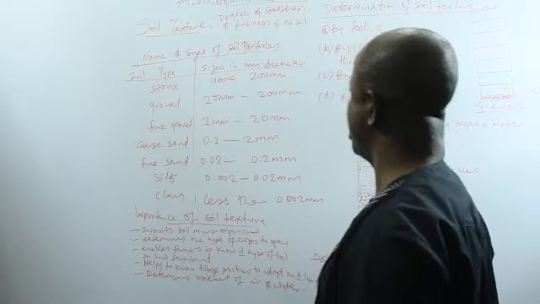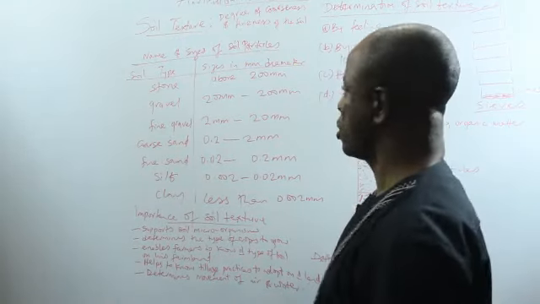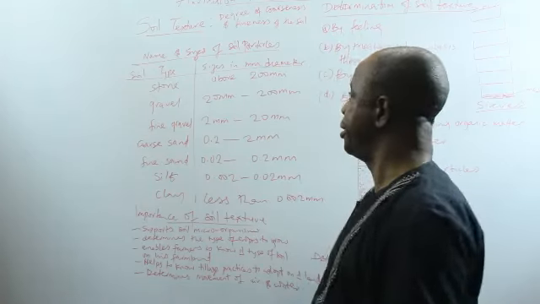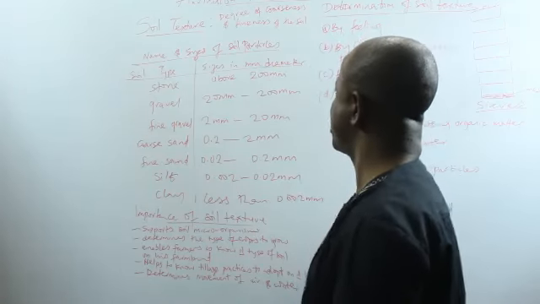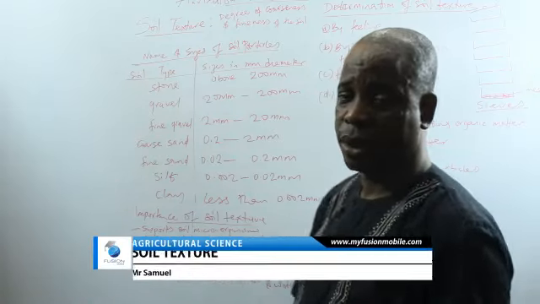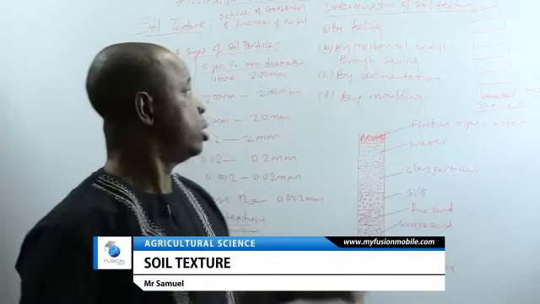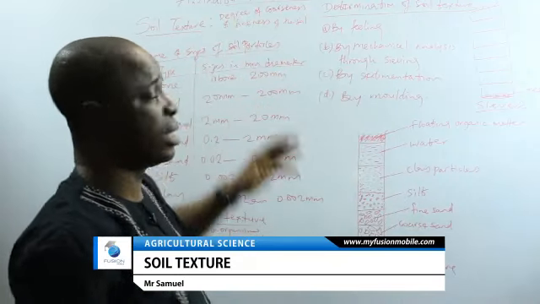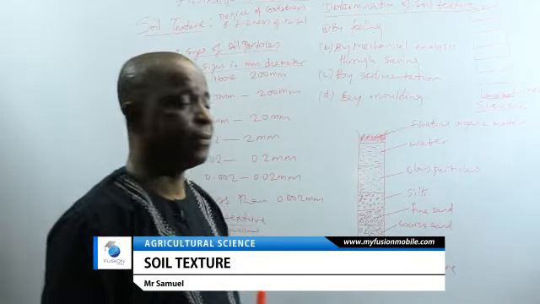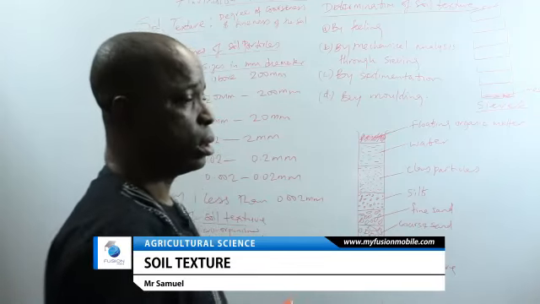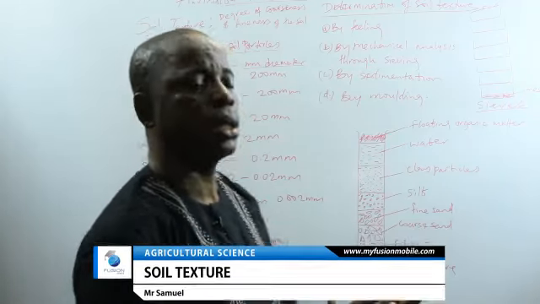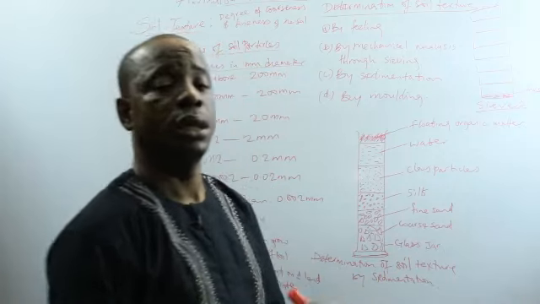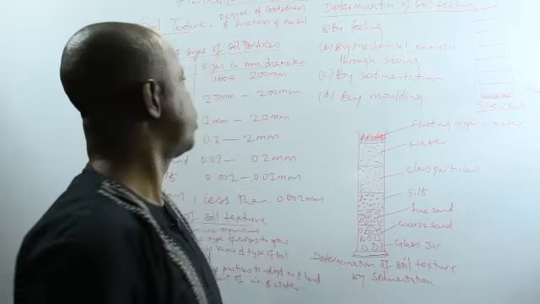Now the next topic is soil texture. Soil texture is defined as the degree of coarseness and fineness of the soil. The degree of coarseness, I mean how rough, and fineness, how smooth, of the soil. That's texture. Most often when you take sand into your hand, you can feel the texture. Maybe it is sharp, it is smooth or fine. What I'm trying to find is the texture.